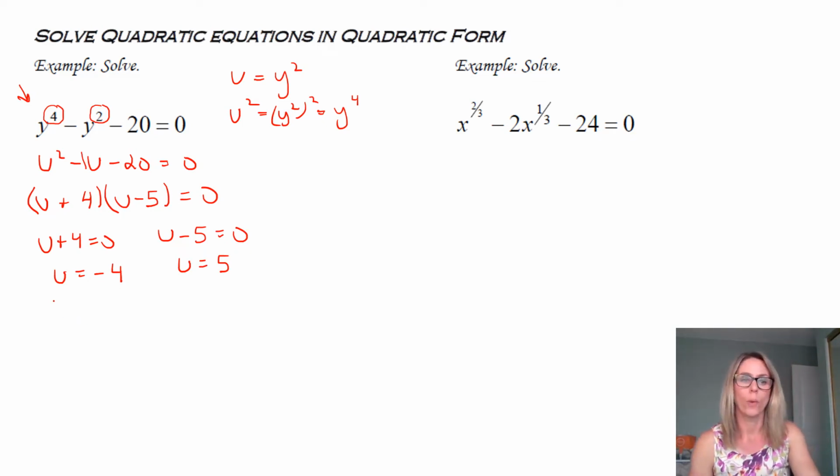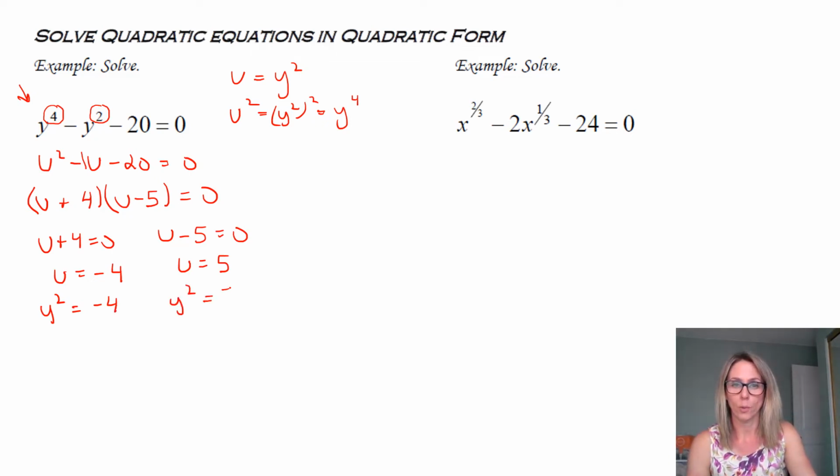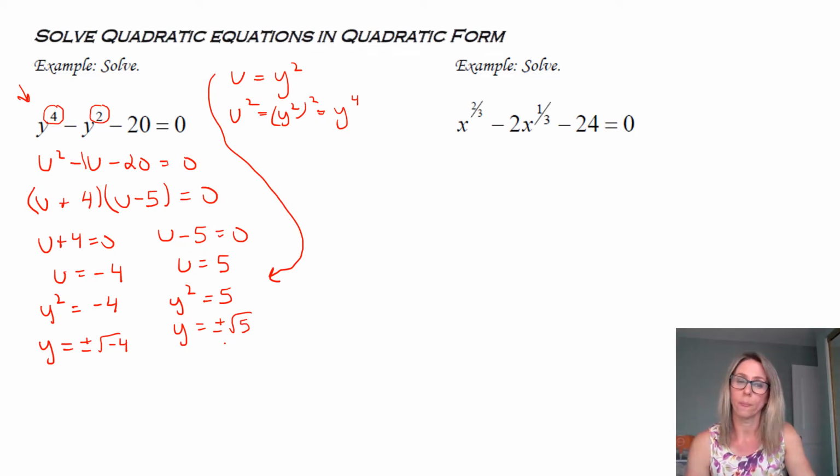So now we have to replace our u back with what u is equal to, and that's y squared. So I'm going to replace u back with y squared. So notice I'm just using this fact again. And then now I just solve each little thing I have here by taking the square root. So I'm going to get plus or minus the square root of negative 4. And I'm going to get plus or minus the square root of 5.